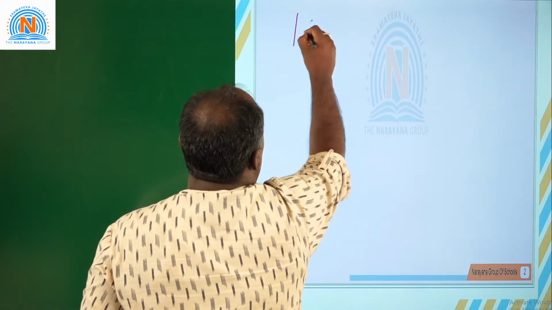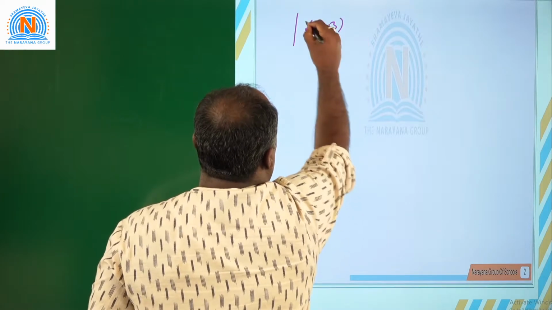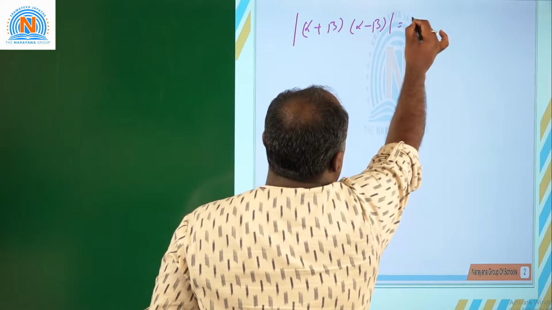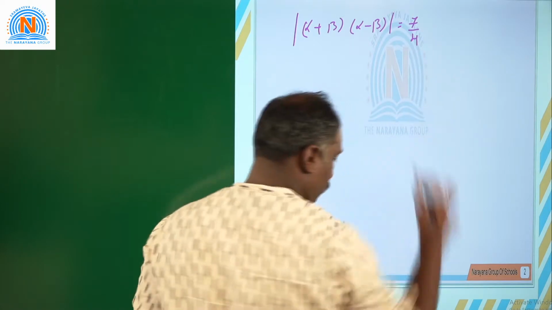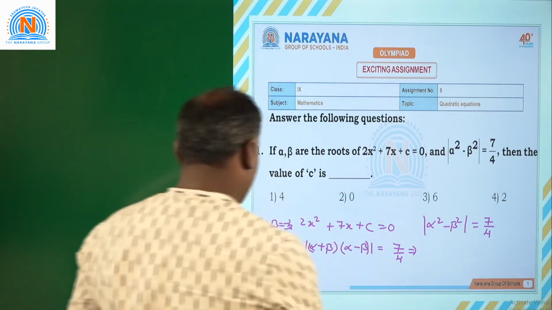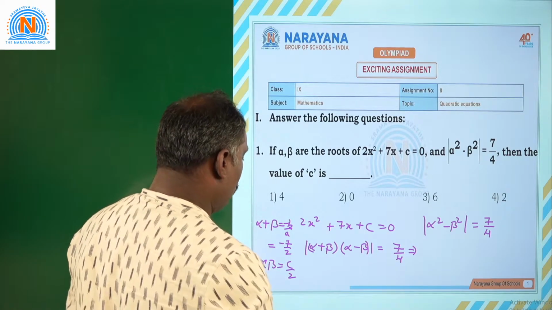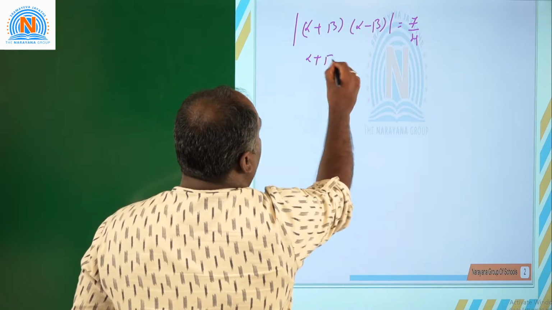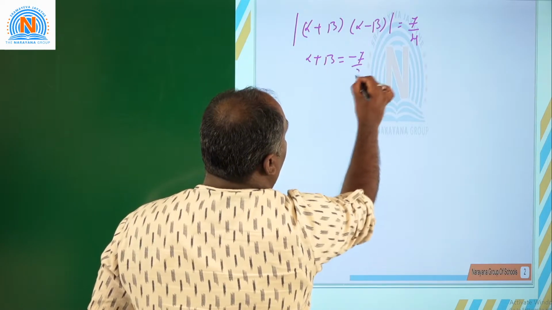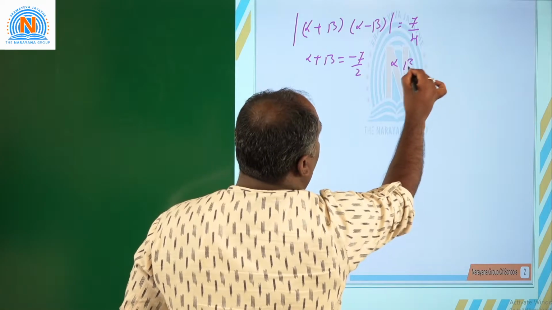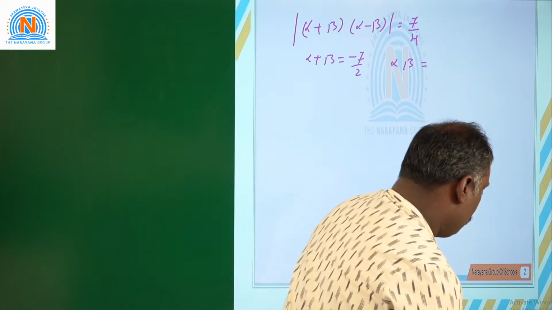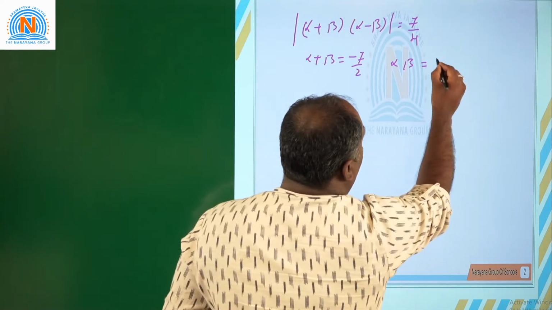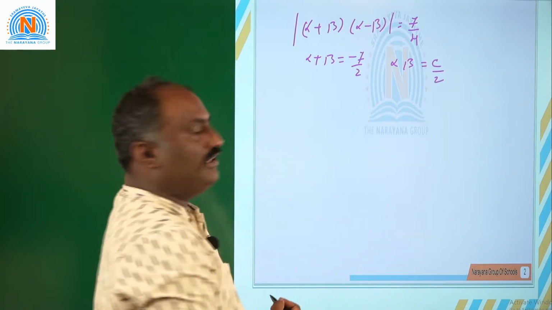we have alpha plus beta into alpha minus beta is equal to 7 by 4. And we have alpha plus beta is equal to minus 7 by 2, and alpha into beta is equal to c by 2. This is the given information.